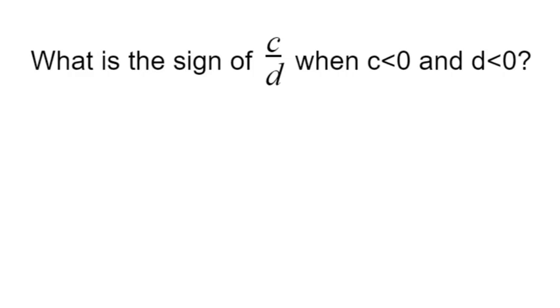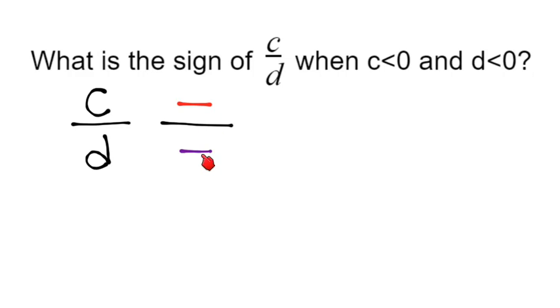So our first example here: what is the sign of c divided by d when c is less than 0 and d is less than 0? First, I write out my problem, and then I figure out, if c is less than 0, what sign is that? In this case, it would be negative, and d is the exact same. So I have negative divided by negative, whatever number they are.